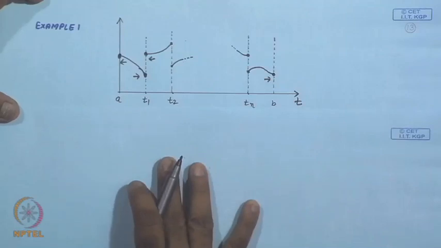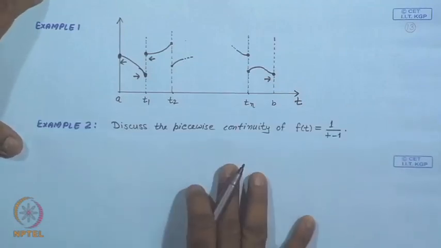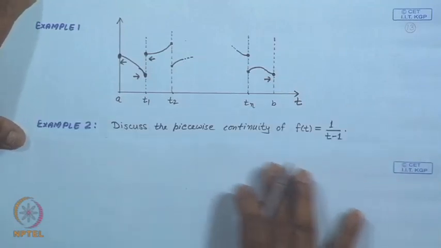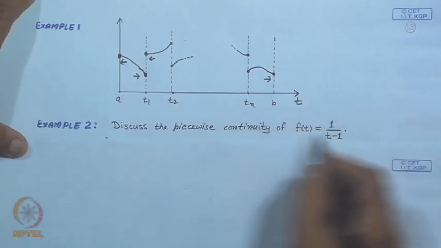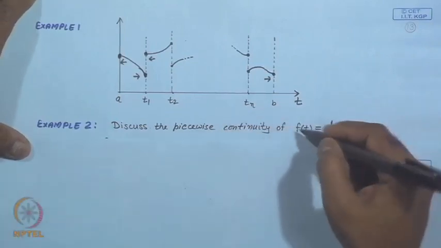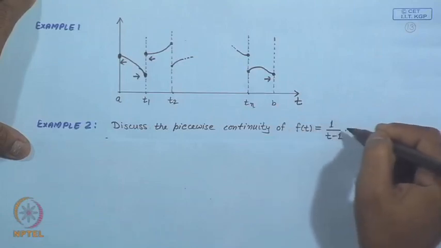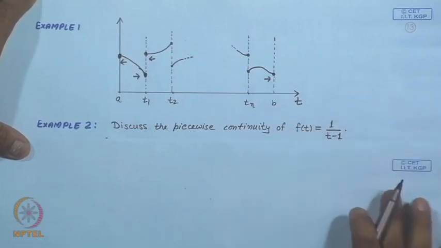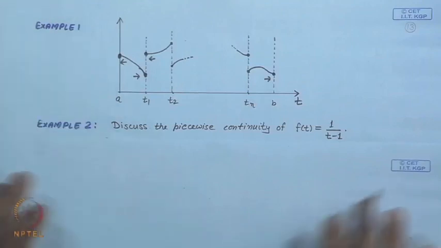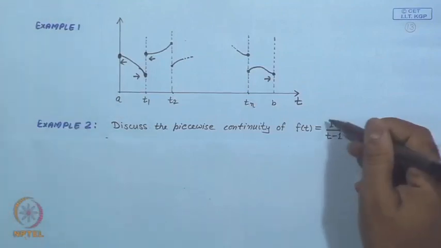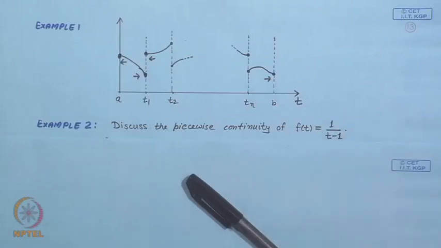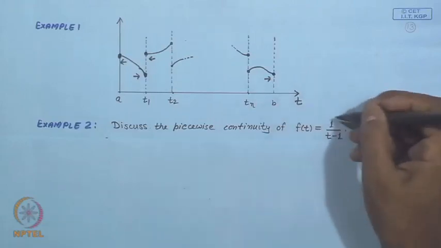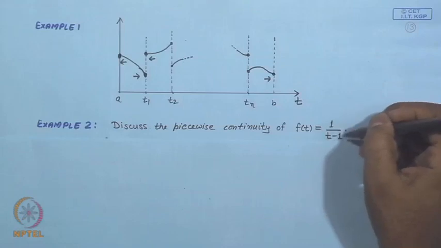So we take one more example for this piecewise continuity. Let's discuss the piecewise continuity of the function f(t) equals 1 over t minus 1. So what will happen here? The problem is at t equal to 1. Other than that, the function is continuous and we do not have any problems.